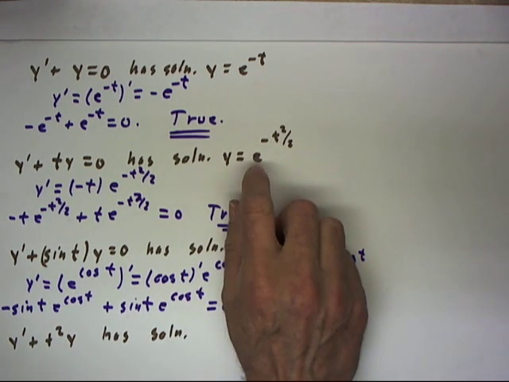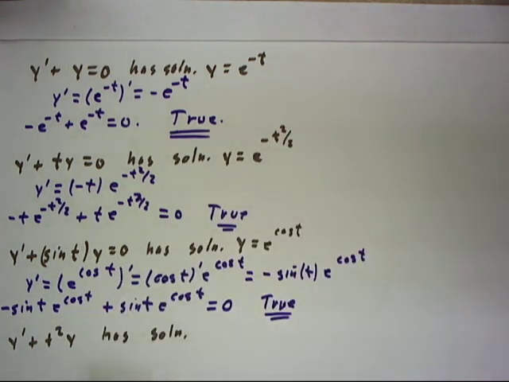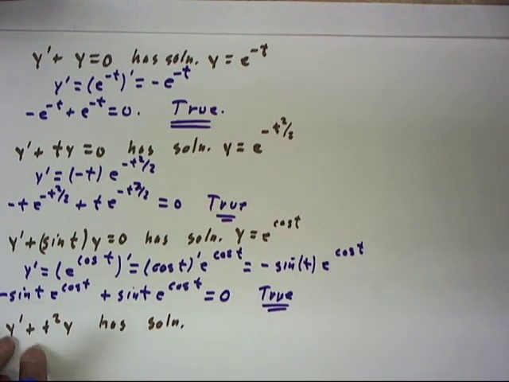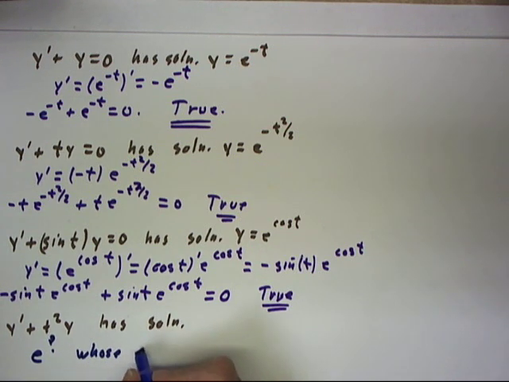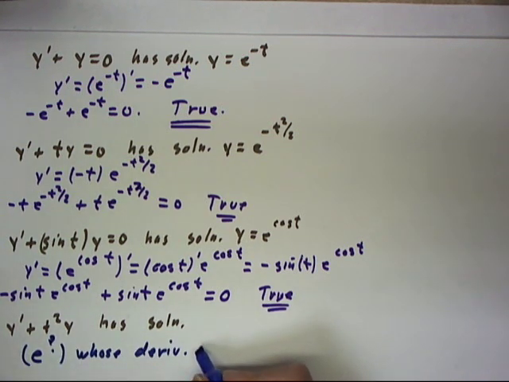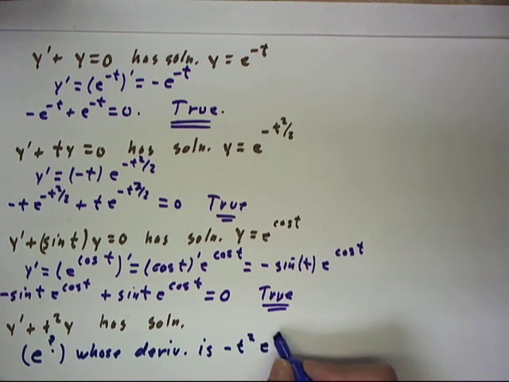Now, because of the way the exponential function differentiates, it turns out that we can do this pretty much in general. Let's try thinking through the solution of y prime plus t squared y equals 0. What's the solution? Well, it's e to the something whose derivative, that is the derivative of the whole e to the something, is negative t squared times e to the something.